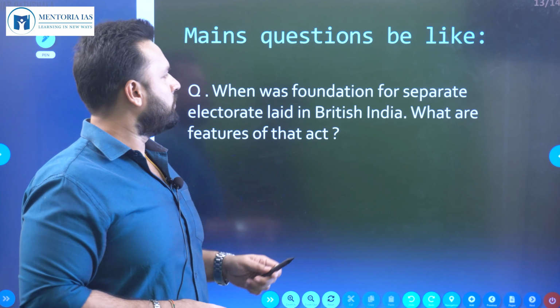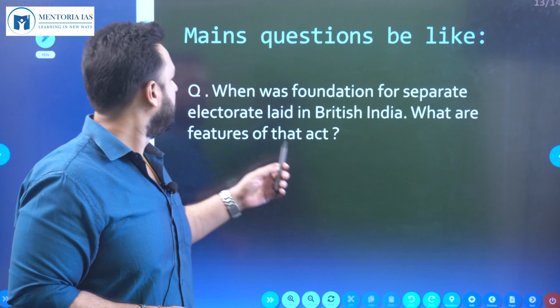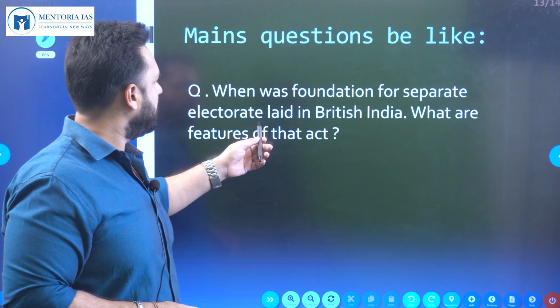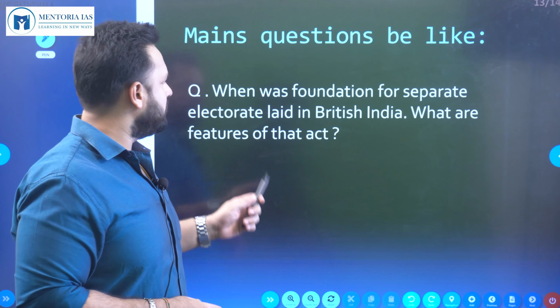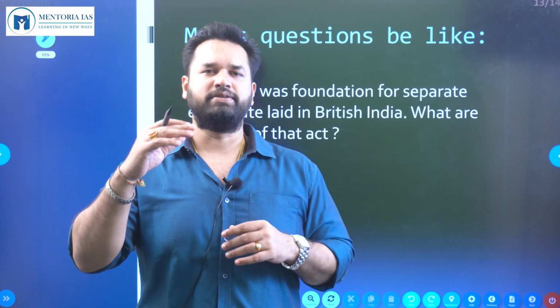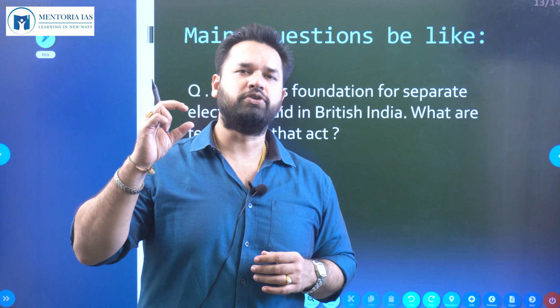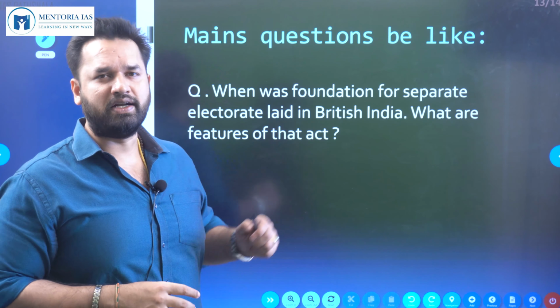Okay, let us have a look at a mains-based question. When was the foundation for separate electorate laid in British India? And what were the features of that act? Okay, in your mains answer, you have to write introduction, body, conclusion. Introduction should be 3 to 4 lines, body should occupy the most space, and conclusion should be 3 to 4 lines. Now let us understand the question.